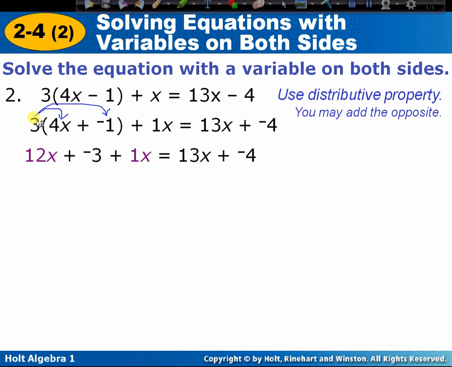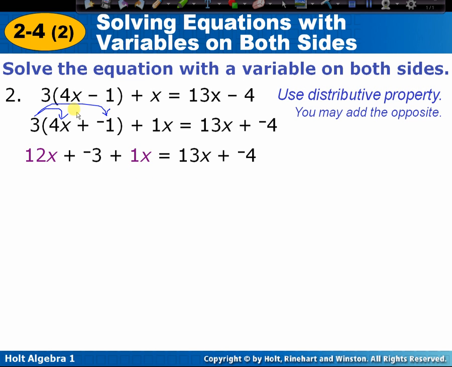So when we distribute, we say 3 times 4x is 12x, and 3 times negative 1 is negative 3. We bring down our plus 1x equals 13x plus negative 4. If you notice up here, it was just x, and we went ahead and put a 1 in front of that x to show that there's a 1 in front.